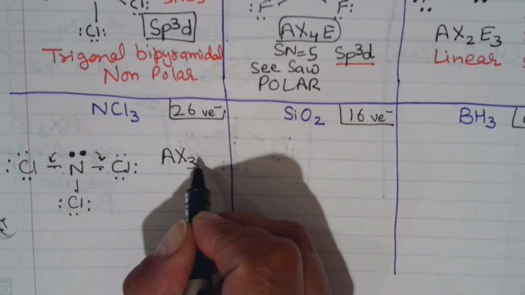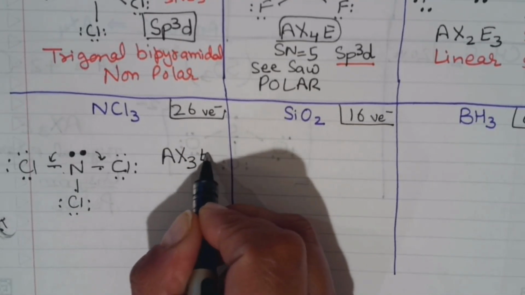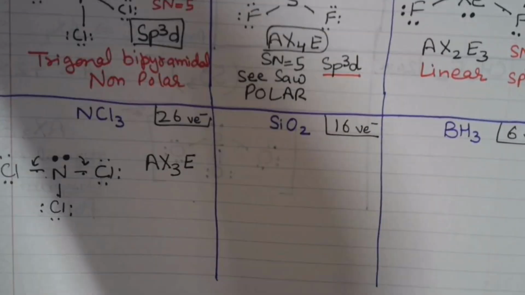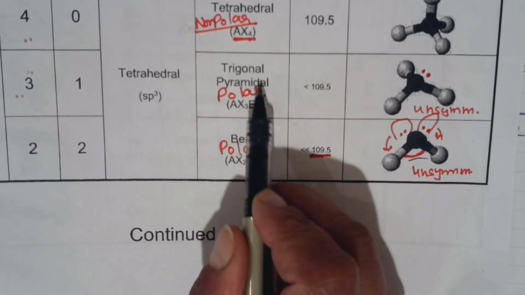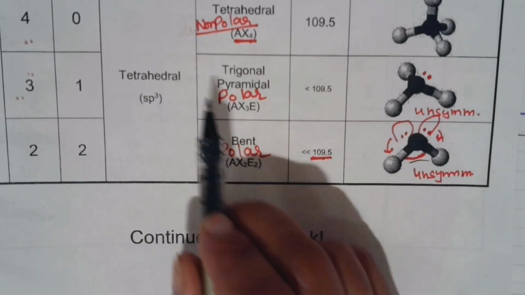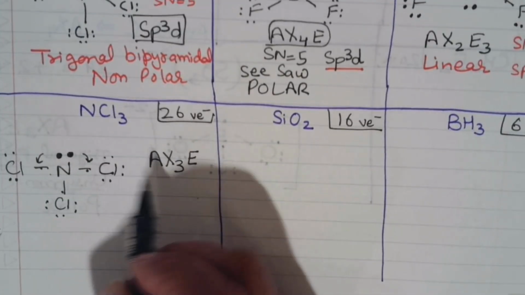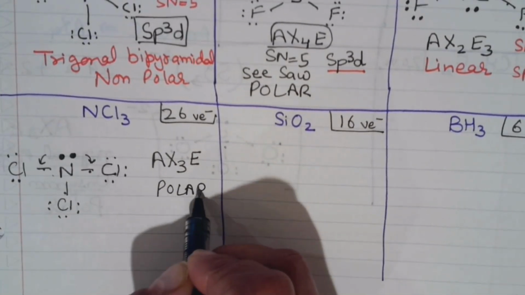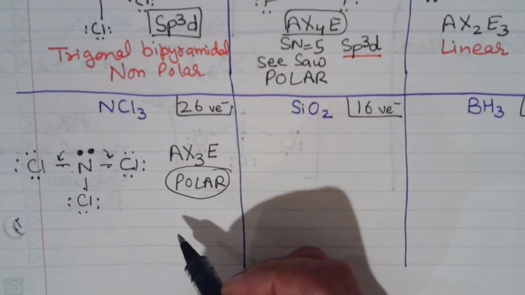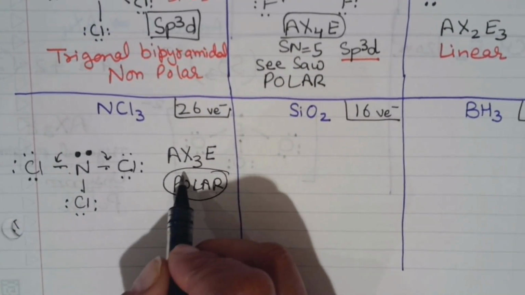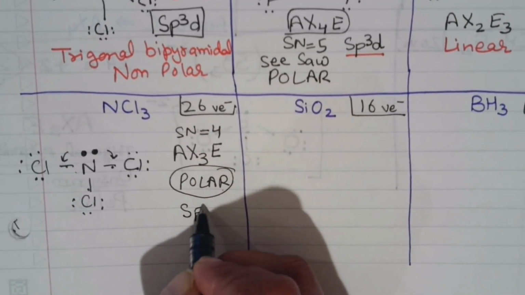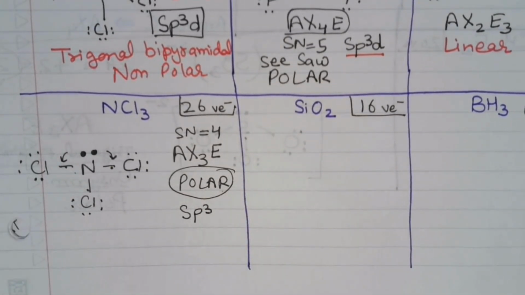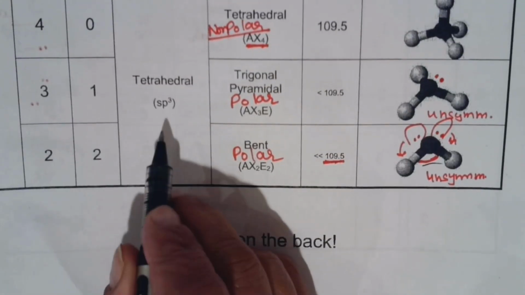So the AXE formula is AX3E, which is trigonal pyramidal, right? So AX3E is trigonal pyramidal. So this is unsymmetrical and hence polar, right? So this shape is polar because this is unsymmetrical, and the steric number is 4, right? So the hybridization would be sp3. Okay, steric number 4 has hybridization sp3.